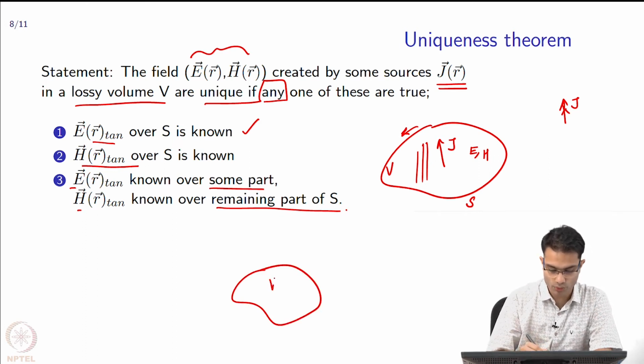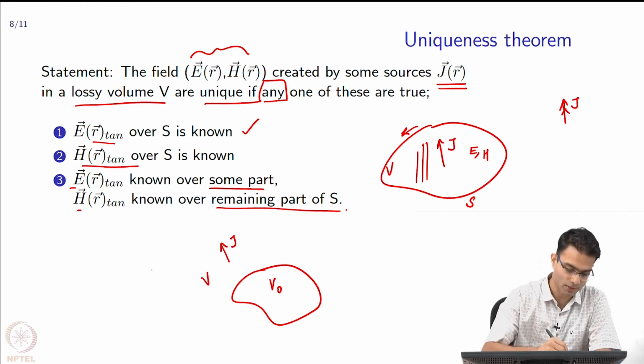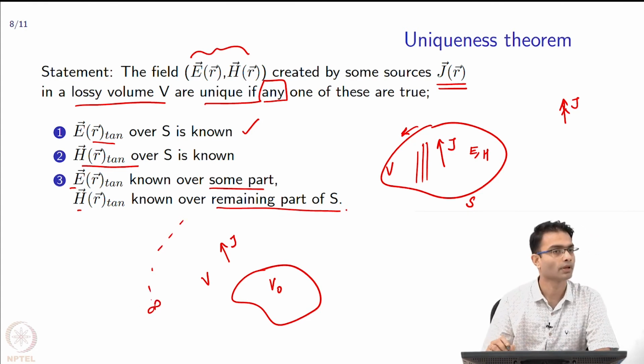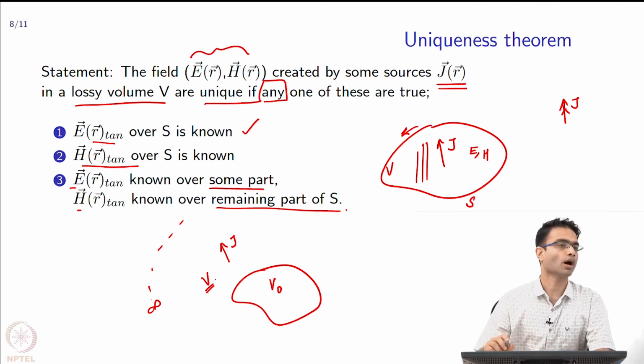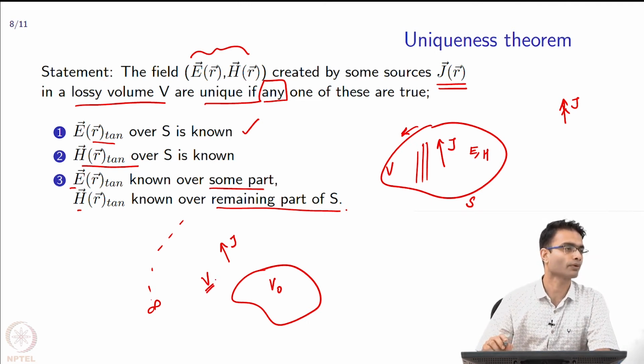Let us say this is volume V naught, and there is a current source over here, J, and this is volume V. Okay. And there is no boundary over here, this boundary is infinity, and I am talking about region V. So, now what do I have to specify for the fields to be unique? On which surface? So, this is S infinity and this is S.